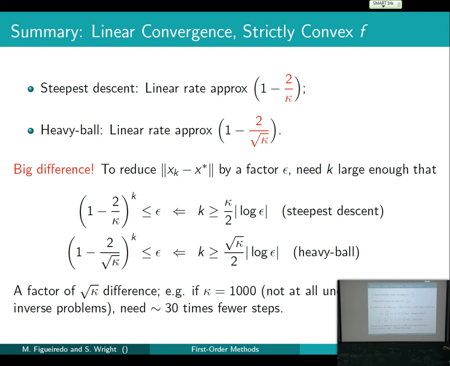And that's significantly better. If I'm looking at how many iterates I need to improve the error by a factor of epsilon, in the case of steepest descent, I need a number of iterates proportional to kappa times log epsilon. That's what I got in that analysis over there. But if I'm doing heavy ball, I only need square root of kappa times log epsilon. So if you're dealing with a fairly ill-conditioned problem where kappa is 1,000, you need 30 times fewer steps. So getting a faster linear rate is really helping out here. Momentum really helps.